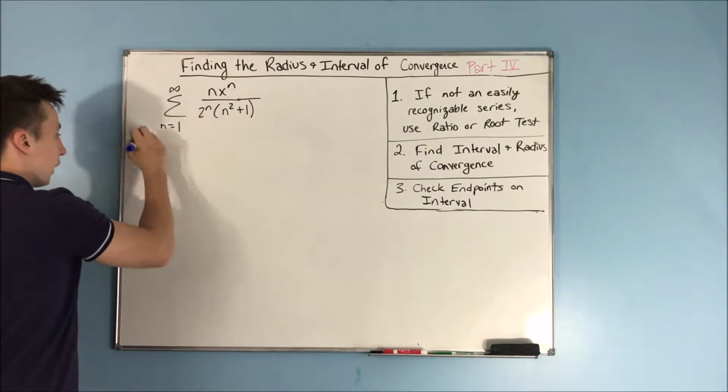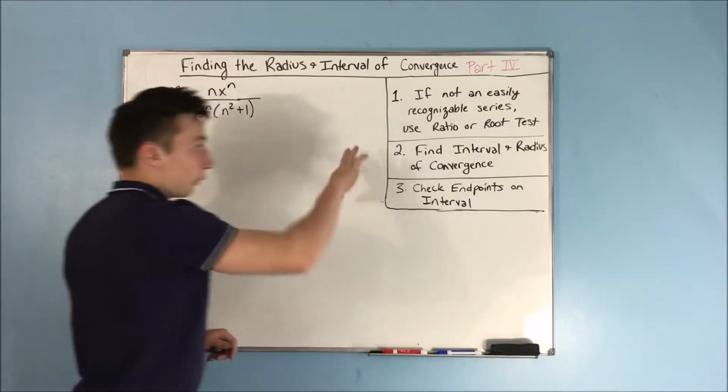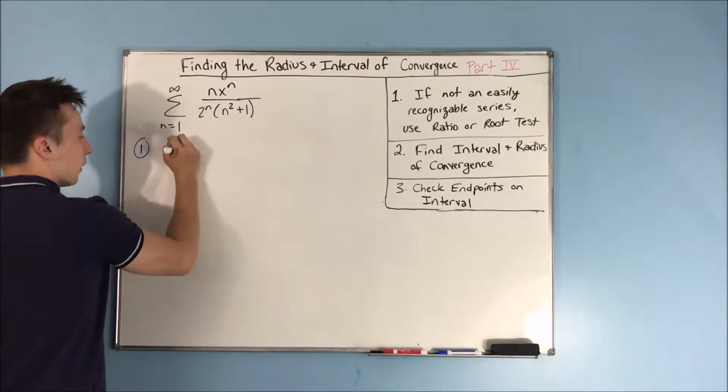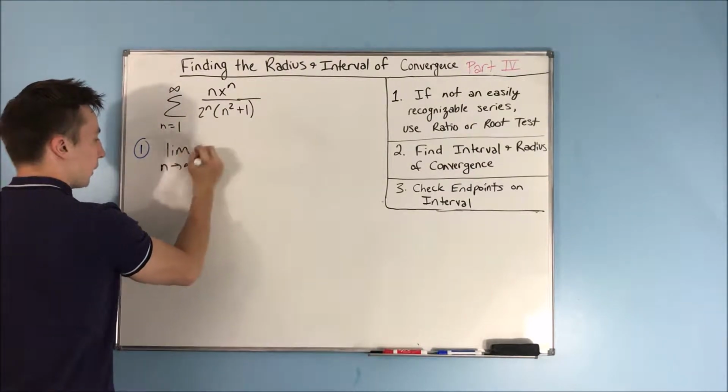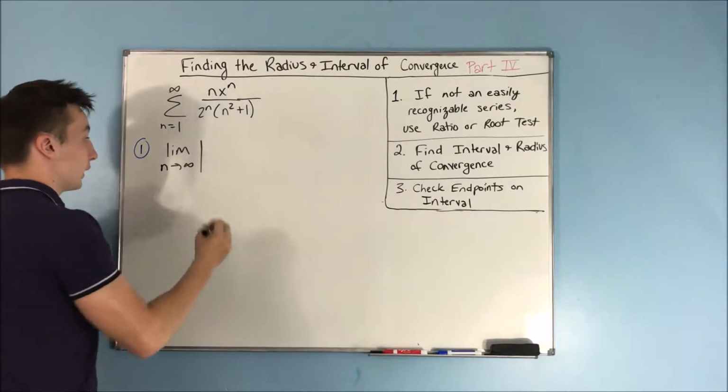So for our first step, I guess I'll start outlining the steps so it might be a little clearer which step I'm doing when. Let me know if it helps. Using ratio test, we take the limit as n approaches infinity of a sub n plus 1 over a sub n.